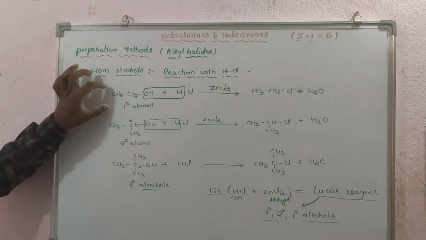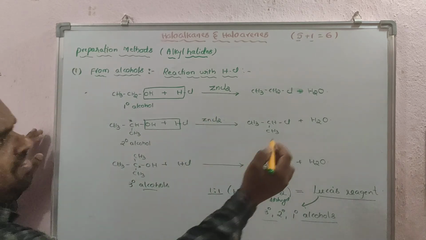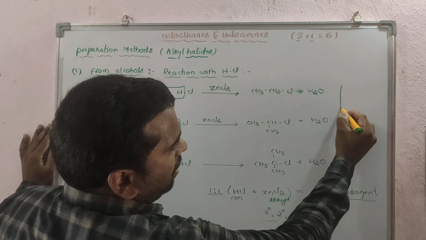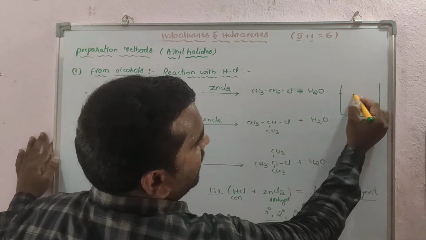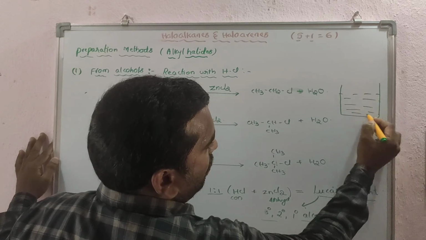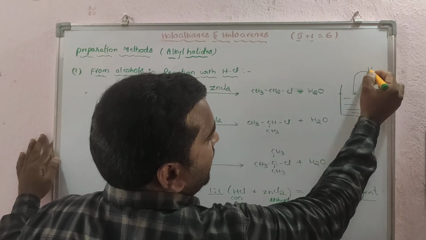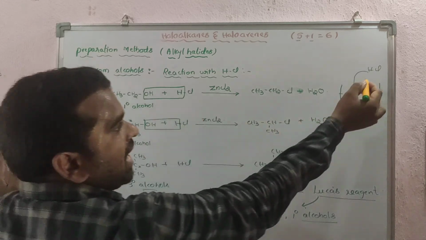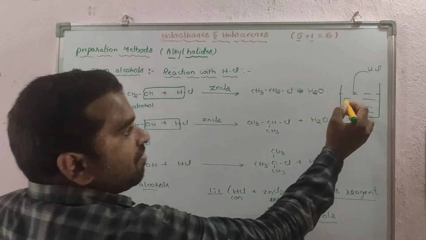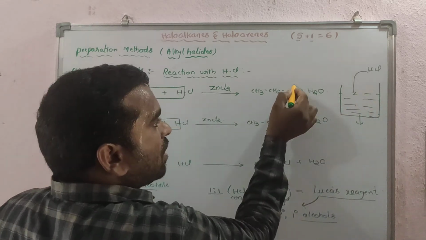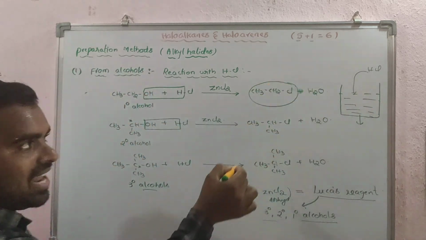You know, first one what it is? Primary alcohol. And I will take here a simple example, this is one beaker. In this beaker I have taken alcohol and pass HCl gas. You know alcohol and HCl are both miscible with each other. Now when the reaction starts, which one will be formed here? Alkyl halides.